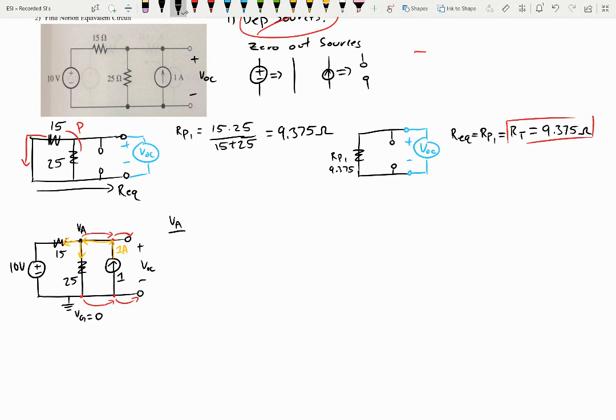So if we write, I'll call that I1, call that I2. Okay, so I1 plus I2 minus that 1 amp that's entering, that's equal to 0. And this is just the nodal analysis with the KCL.